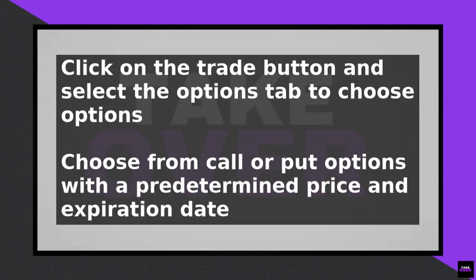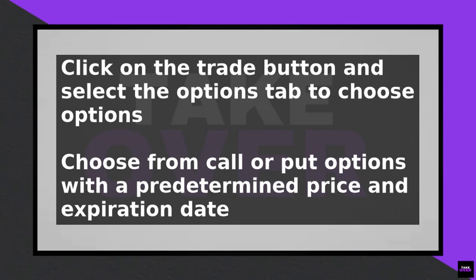Next, click on the Trade button and select the Options tab. Here, you can choose from call or put options, which give you the right to buy or sell the underlying asset at a predetermined price. You can also select the expiration date and the strike price.